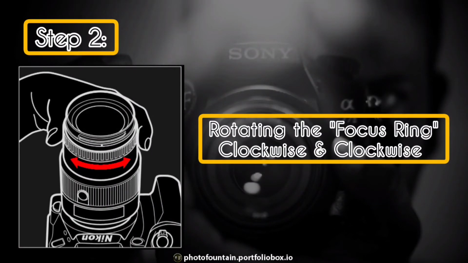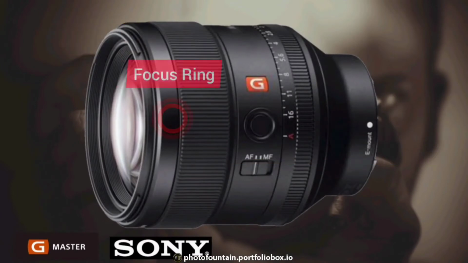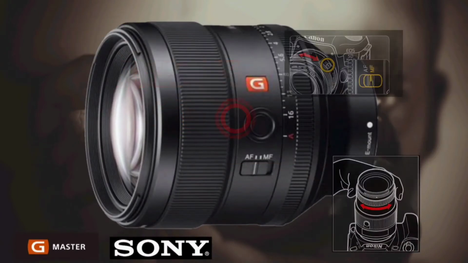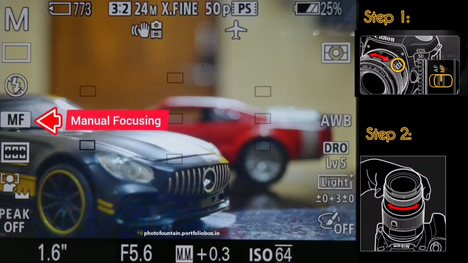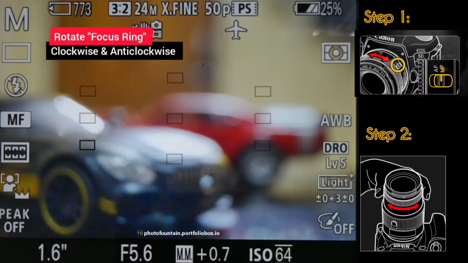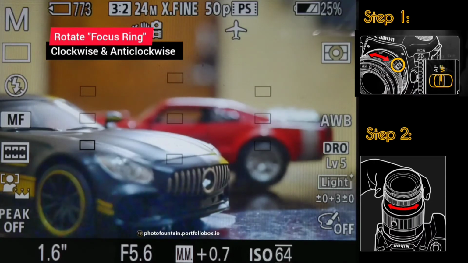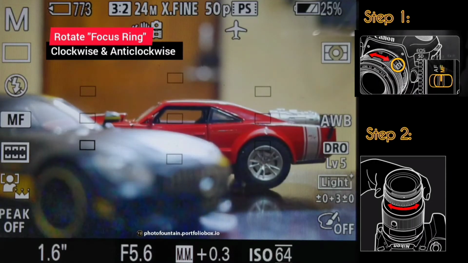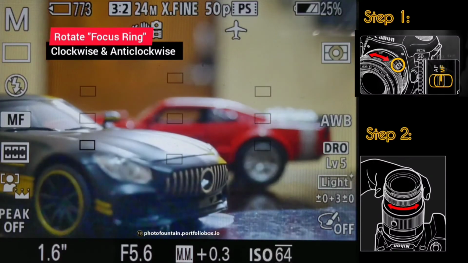Rotate the focus ring clockwise and anti-clockwise to shift the focus from the nearest distance to the far distance. The focus ring is common for all camera lenses. Well, as you can see here, I am using manual focusing and I am rotating the focus ring on the lens clockwise and anti-clockwise to shift the focus from the nearest subject to the far subject.